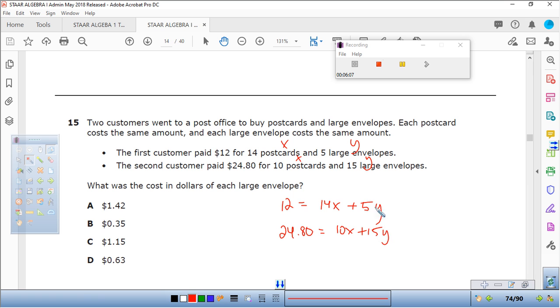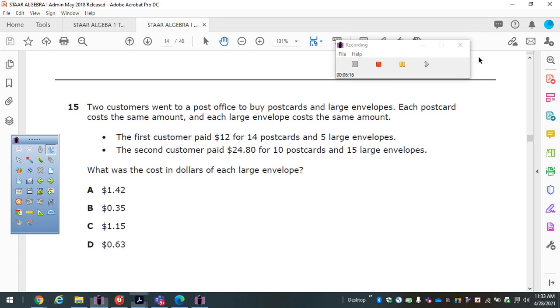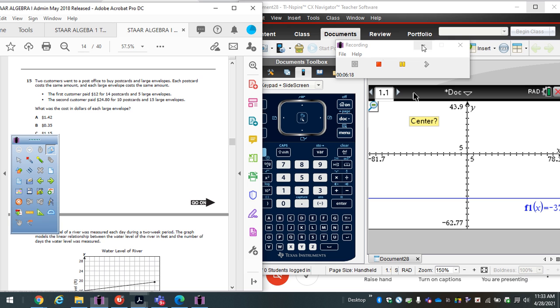Now here you can multiply this times 3 and do some elimination, some adding, some whatever you want to do. I'm going to just do this in spreadsheet. No, what's that called?